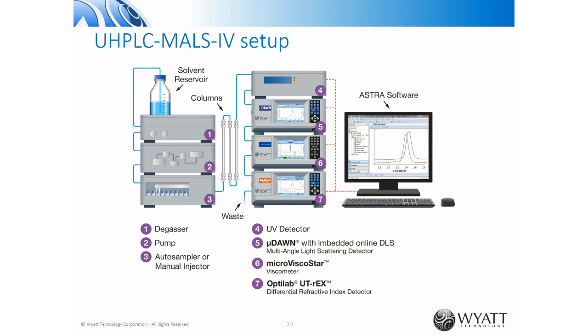Here you can see a typical UHPLC MALS viscometry setup. On the left, you have your UHPLC stack. From here, the sample flows into your columns, in this case 4 Waters Acquity APC columns. Then the sample travels into your detectors: your UV detector if you have one, the microDAWN multi-angle light scattering detector, the Micro-Viscometer, and then the Optilab UT-rEX differential refractive index detector. All the data is collected and analyzed with our Astra software.